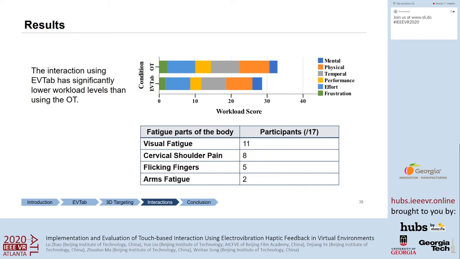We further inquired about the parts of participants' bodies that felt fatigue. Participants' most and second most common discomforts were visual fatigue and cervical and shoulder pain from the VR environment. Five participants selected the flicking fingers and two participants felt arm fatigue. With these results, we confirmed that the EV tab is not the main factor that aggravates fatigue and workload.